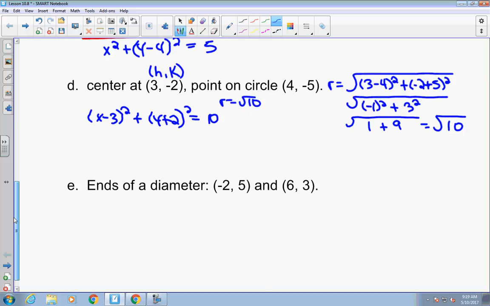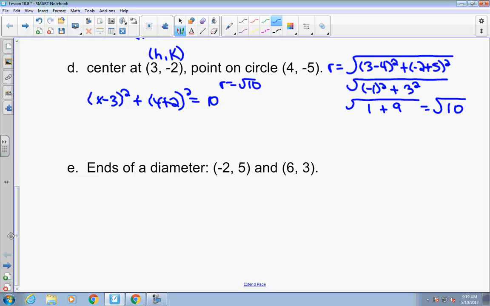Now this next one gives me the endpoints of the diameter. Now let's think about what a diameter does. A diameter has a point on the circle, it goes through the center, and then it has the other point on the circle, correct? So what do you think we're going to have to find here? Yes, you could get the radius. That's one thing that we could do. We need to do the midpoint formula.